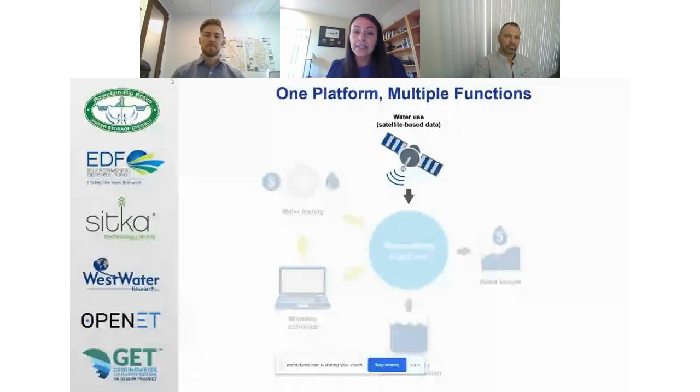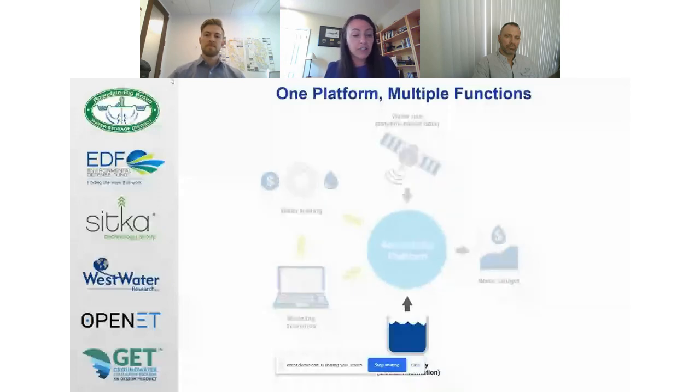OpenET uses satellite-based data to calculate evapotranspiration, which is a key water metric, particularly well-suited for use in Rosedale. And water managers can also input water supply data into the platform to create detailed water budgets. Together with this water use and water supply information, we are able to provide landowners with a water budget for the year and a page that they can go to actually see all that information.